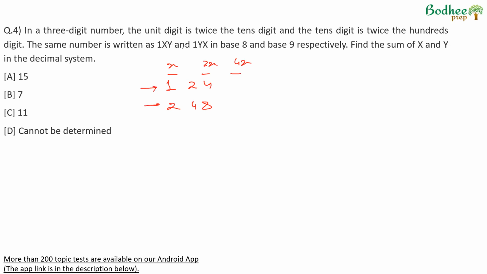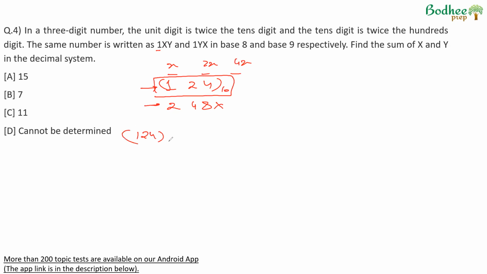The same number is written as 1xy, 1yx in base 8 and 9. Now 248 converted to base 8 or 9 will not have the first digit as 1. This is in the decimal system. When we convert it into base 8, it will be more than the number in base 8. So 248 is not the number. We are talking about 124 in base 10.